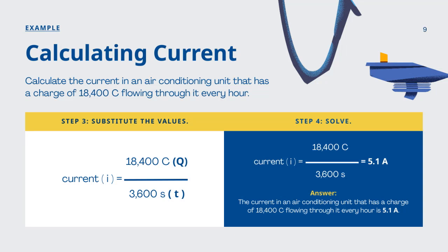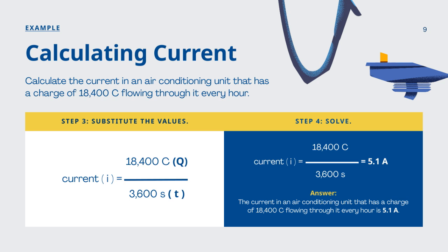Now, let's look at how we calculate the current in this air conditioning unit. We know that it has a charge of 18,400 coulombs flowing through it every hour. To find the current, we use the basic formula. Current equals charge divided by time.